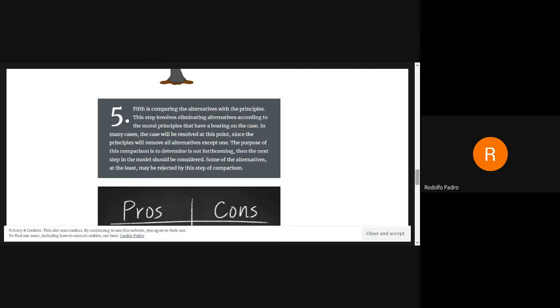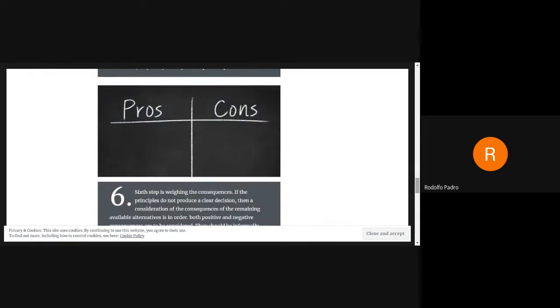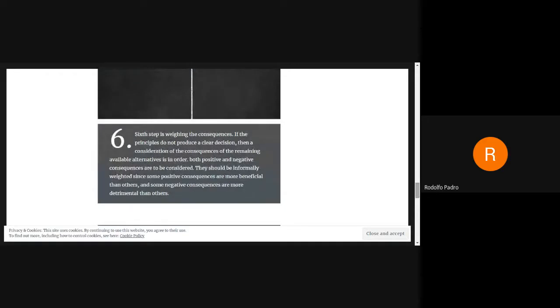So some of the alternatives on the list may be rejected by the step of comparison. You're going to compare and then reject those alternatives which you think are not effective. There you can see the pros and the cons, the positive and the negative. So let's proceed with the next step, which is weighing the consequences. You're going to weigh the consequences.